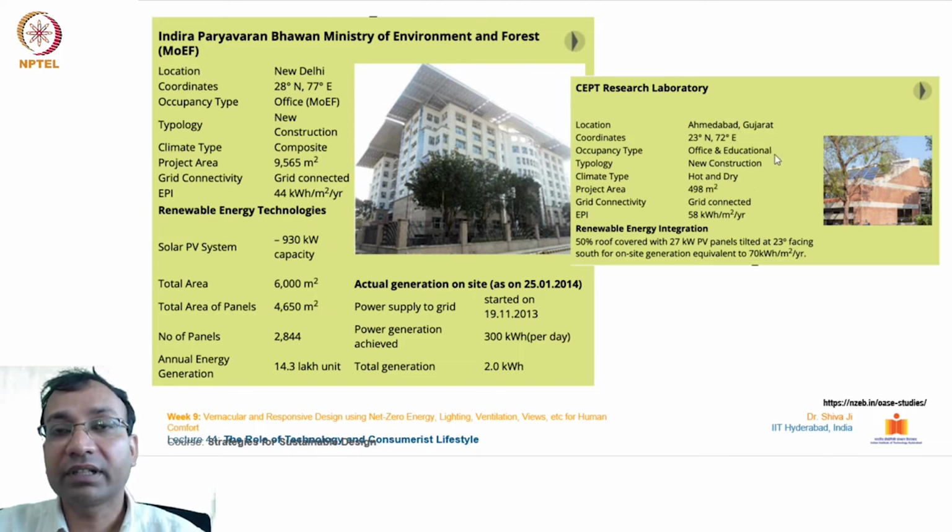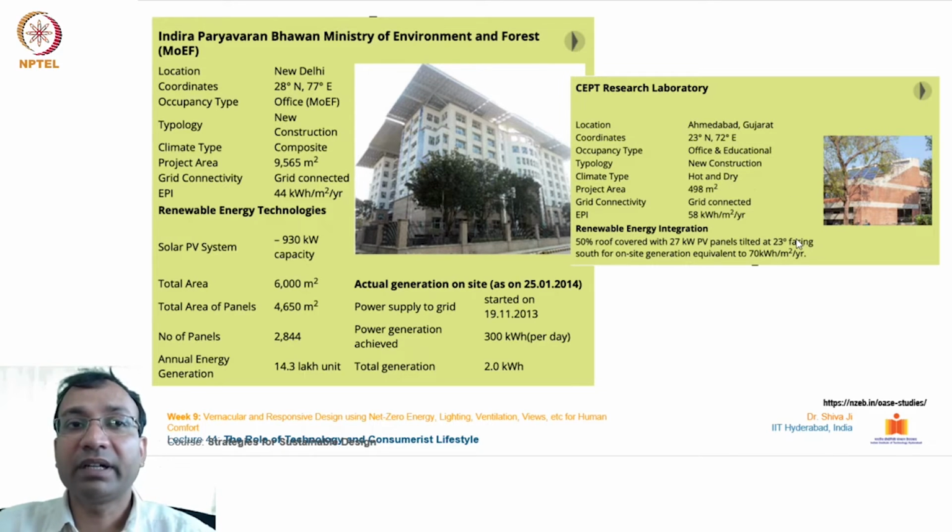Second, in this slide, we have the SEPT Research Laboratory from Ahmedabad, Gujarat. This is an office and educational building. It was new construction, climate hot and dry. Project area 498 square meters, and it has an EPI of 58 kilowatt hour per square meter per year. In this, if you see renewable energy integration, 50% of the roof is covered with 27 kW PV panels tilted at 23 degrees facing south on the site, generation equivalent to 770 kilowatt hour per square meter per year. So this is the range it works in.